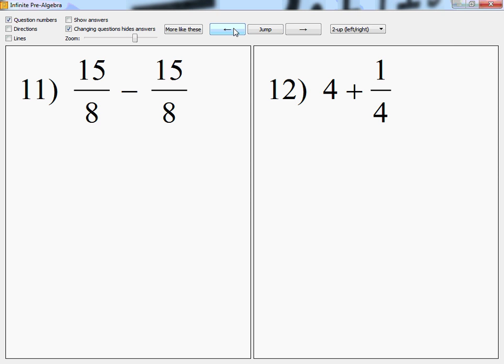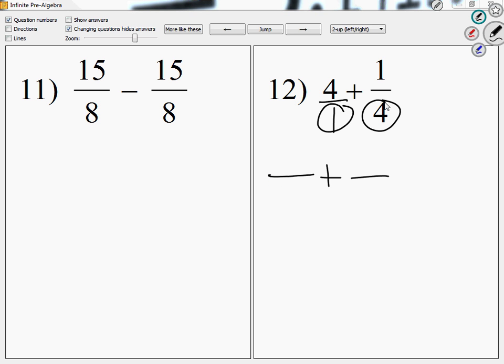Right, they're supposed to be fractions. The first number is not a fraction. Make it a fraction by putting a 1 at the bottom. You can always make it a fraction by putting a 1 at the bottom. So now I have fractions, but I realize that they don't have a common denominator. So I have to make a common denominator. What's the smallest number that both 1 and 4 go in? 4. So we're going to make these both 4s.